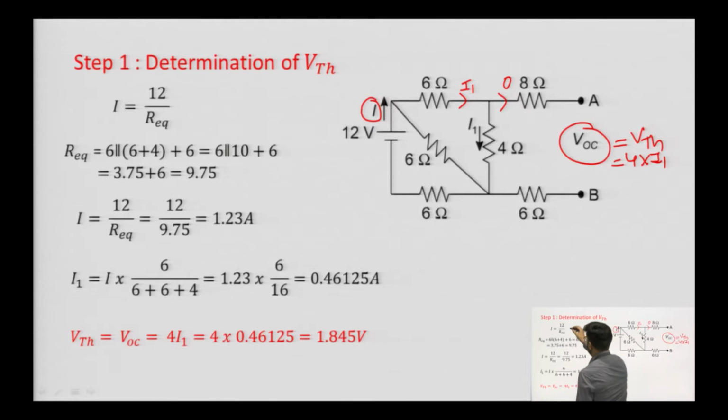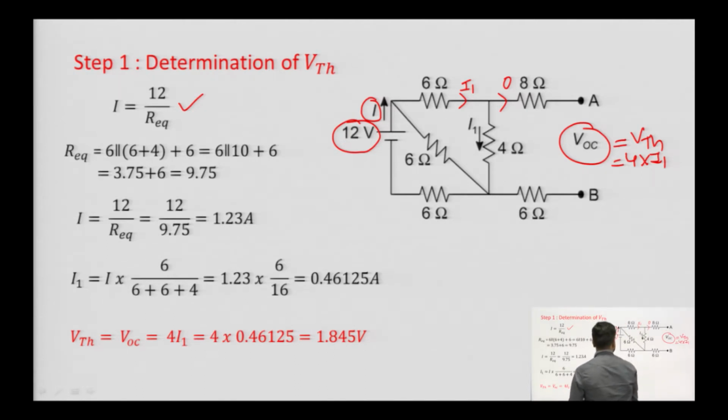I will be equal to 12 divided by R equivalent. I is the total current produced by the 12 volt source, whatever current the 12 volt source is producing, that is I. So, to find I, we need to find R equivalent.